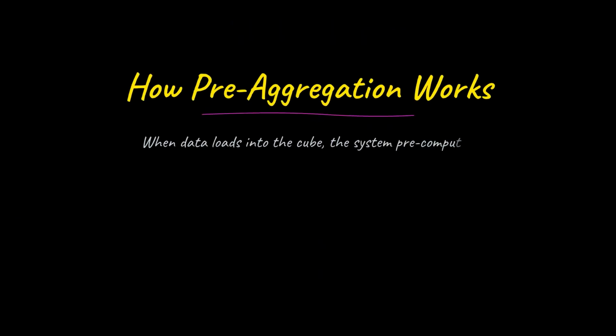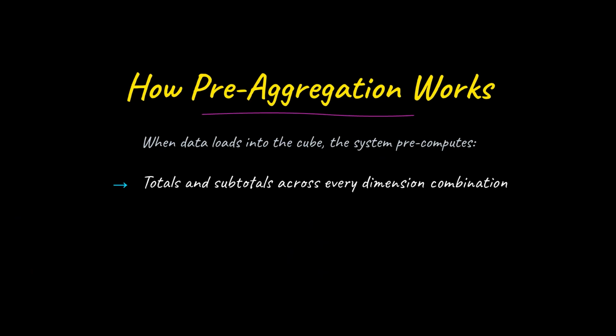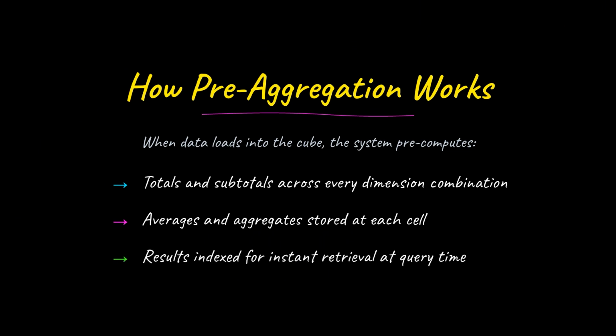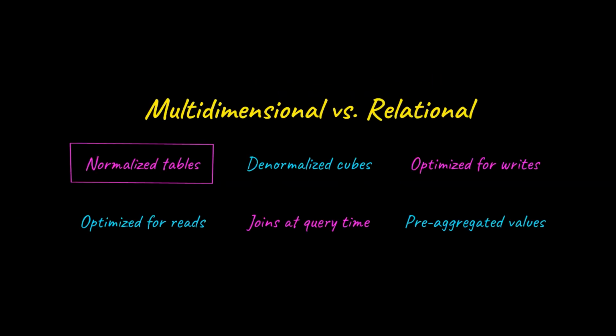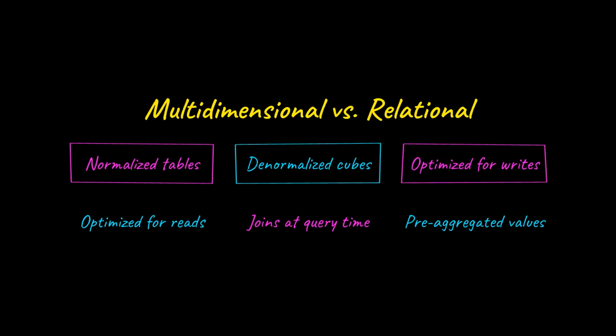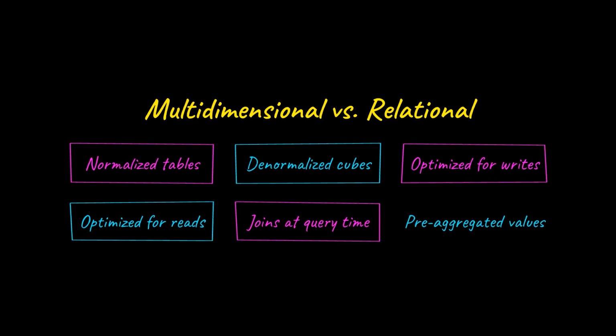The mechanism is precomputation. When data lands in the cube, the system calculates totals, subtotals, and averages across every combination of dimensions, so results are already waiting when the analyst asks. The key contrast is with relational databases. Relational tables are normalized for write efficiency and integrity. Multi-dimensional cubes are denormalized for read efficiency and analytics. The same query that takes minutes on a relational source returns in seconds from a cube.